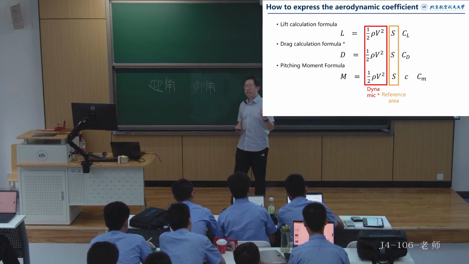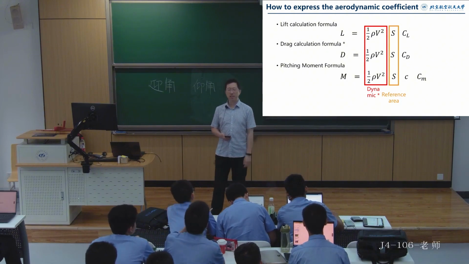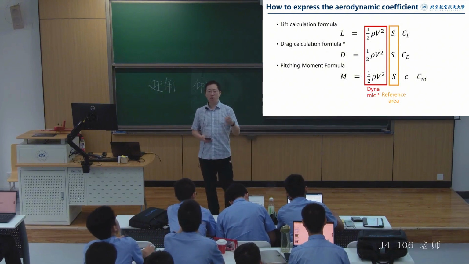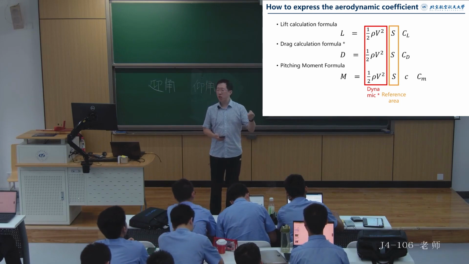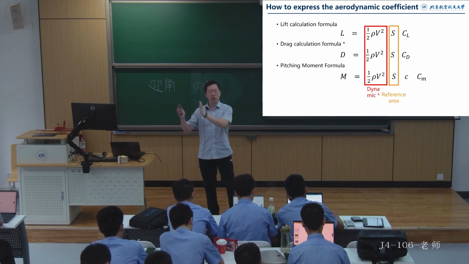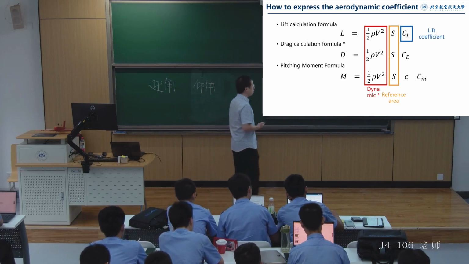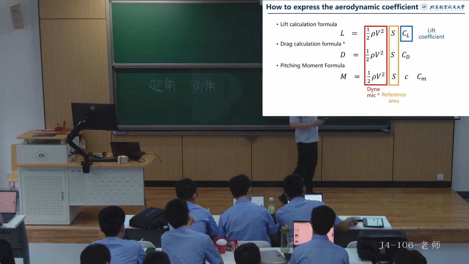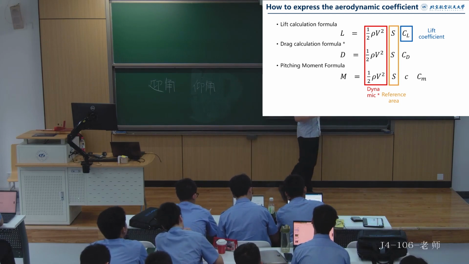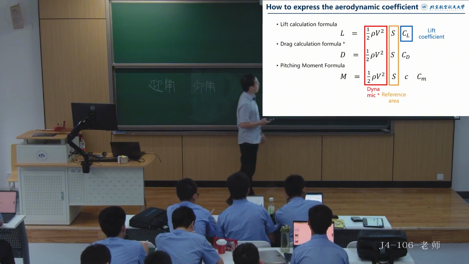Do you remember where we used this parameter before? Previously, in the process of Bernoulli's principle, we used this parameter, right? We have a total pressure, a static pressure, and a dynamic pressure. The dynamic pressure in Bernoulli's principle is exactly the same as the dynamic pressure here, which is 1/2 times the density times the velocity squared.